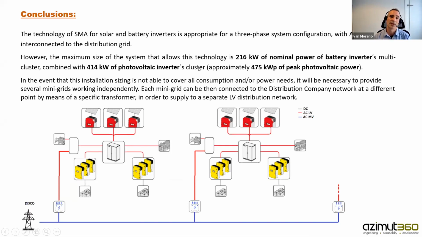We have this limitation. We have this maximum size, so if the project needs a bigger power, we have to split it into different installations. The maximum size is this one, so if we need more than this power, we will install different installations with the same components, and that's how we install these systems.